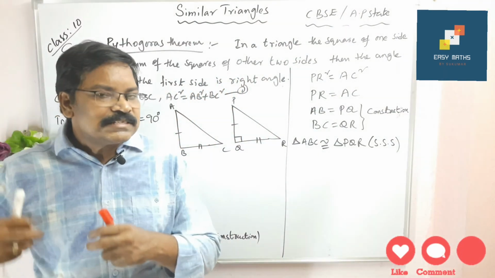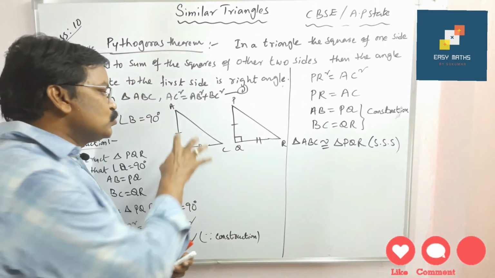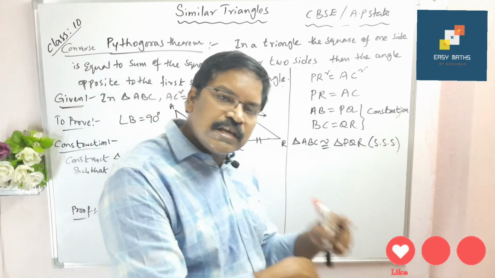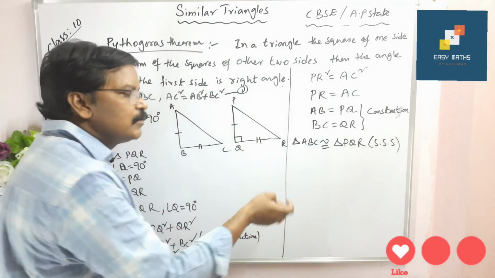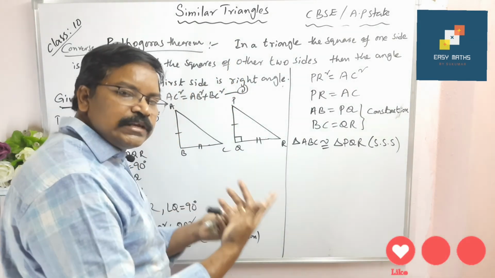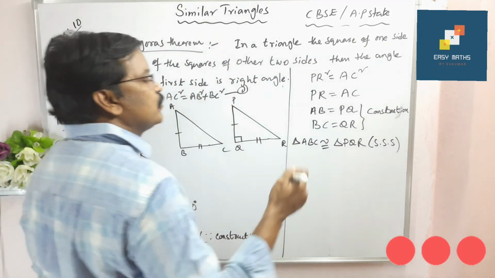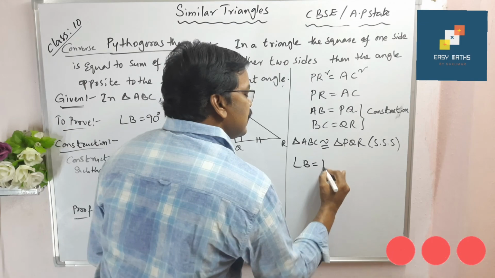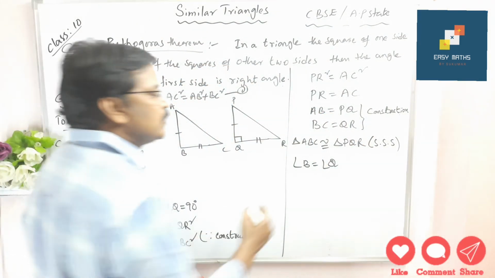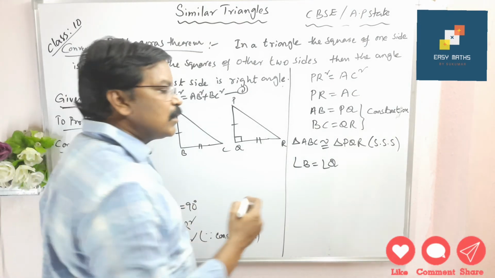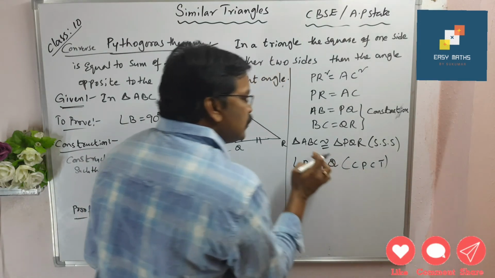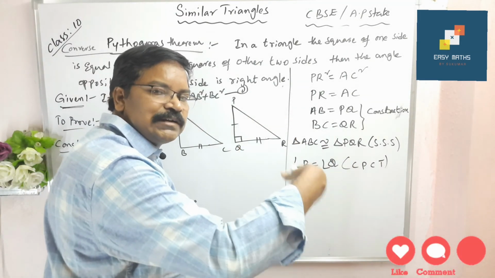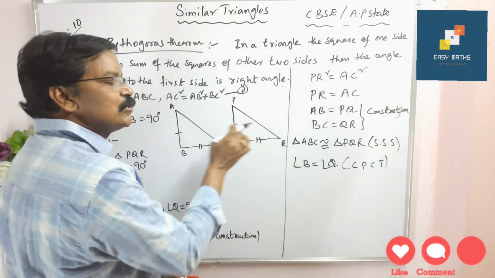What is the SSS congruency rule? In two triangles, if the three sides of the first triangle are respectively equal to the three sides of the second triangle, then the two triangles are congruent. Very good, right? According to this SSS congruency. Okay, good. But I will write only angle B and angle Q are equal. Why are they equal? According to CPCT. If two triangles are congruent, then the corresponding parts of the congruent triangles are equal. That means angle B and angle Q are equal.